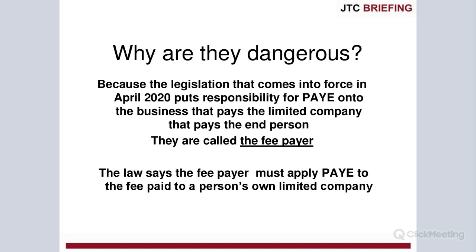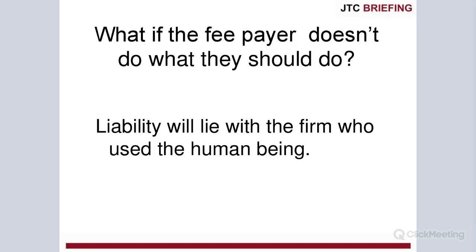If there is a long chain in place and that fee payer doesn't apply pay-as-you-earn, the liability swings back, and it swings back to the firm that used the limited company, you. And there is no getting away from it. So that's what you're watching for and what the danger is. But what if the fee payer doesn't do what they should do? Liability lies with the firm who used the human being.